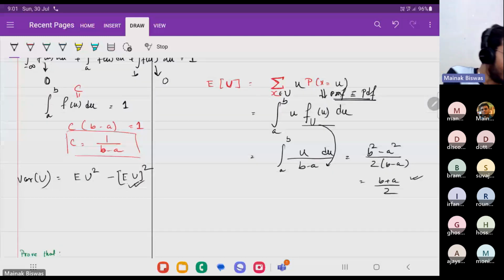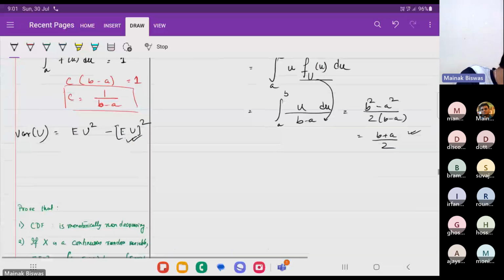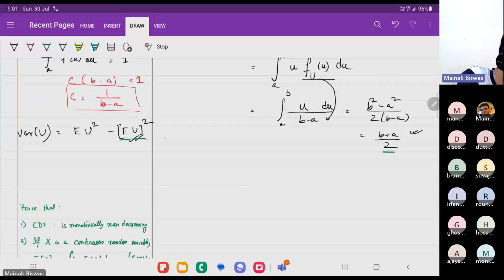Yeah. So this value we already know. That is B plus A by 2, right? And so we will only be finding expectation of U square. So the integral of U square, what will it be? U square by B minus A, right? DU between A and B. Minus A plus B by 2 whole square. Let us see what it will be. So this is nothing but F of U du into U square, right? This is the integral that you need to find.